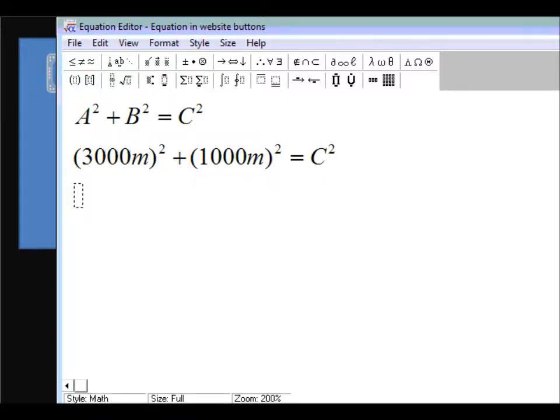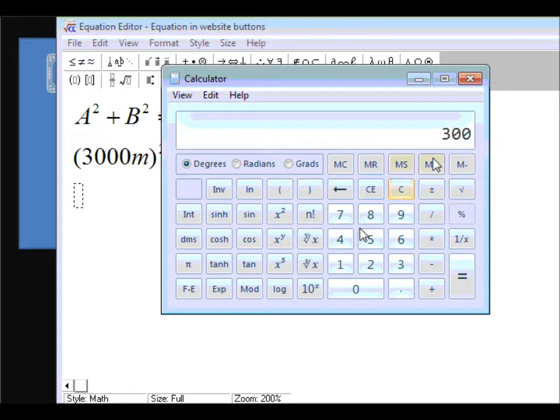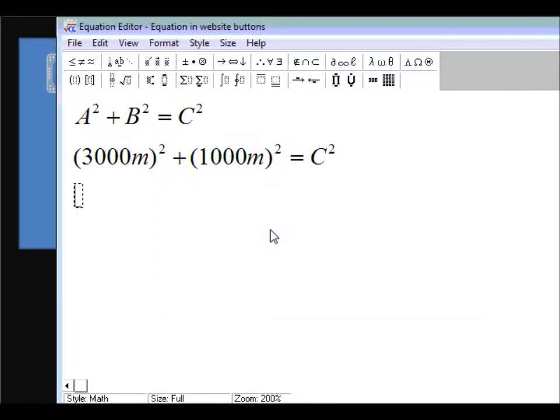So now all I have to do is simplify the left-hand side of the equation and then finish solving for c. 3,000 squared is 9 million. Let me go ahead and show you where I got that. 3,000 squared is 9 million, 9 with 6 zeros after it. The meters are squared.